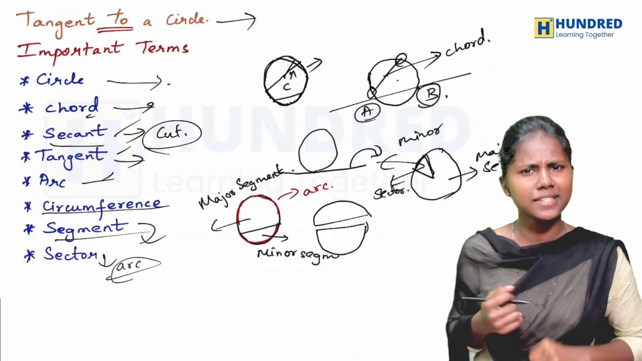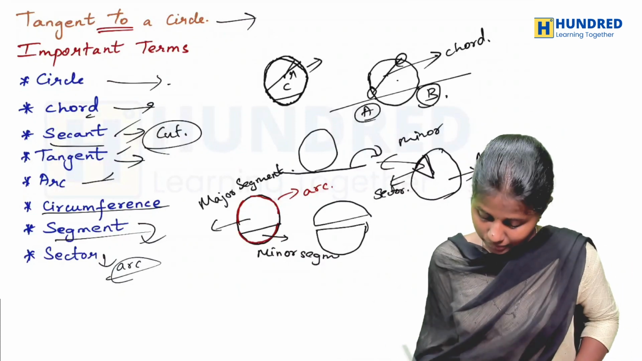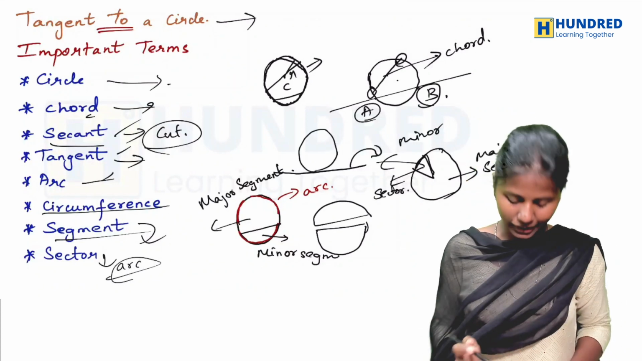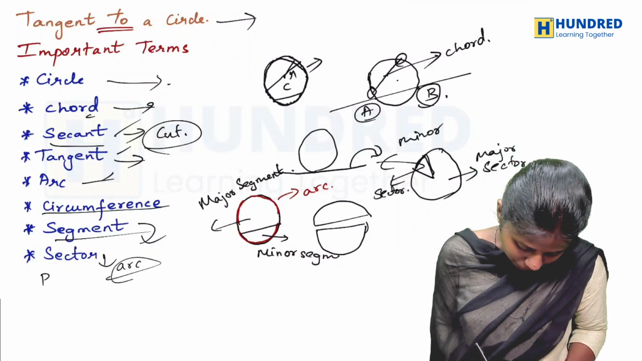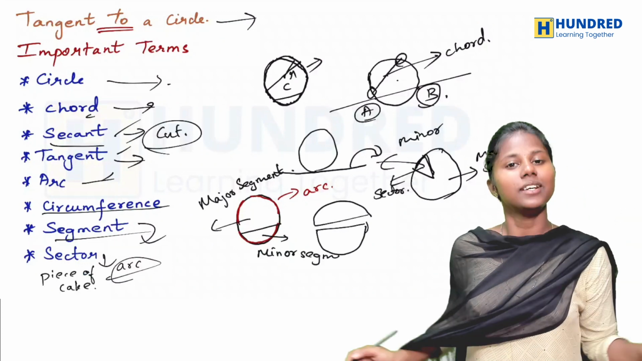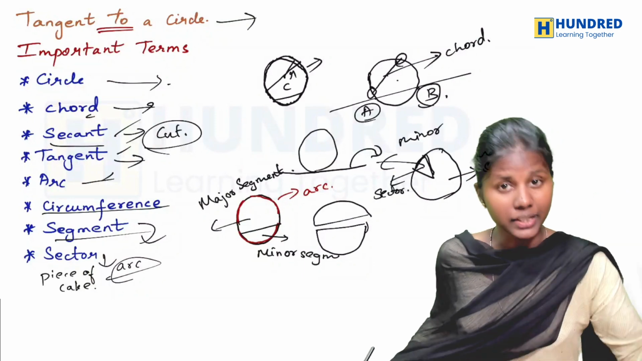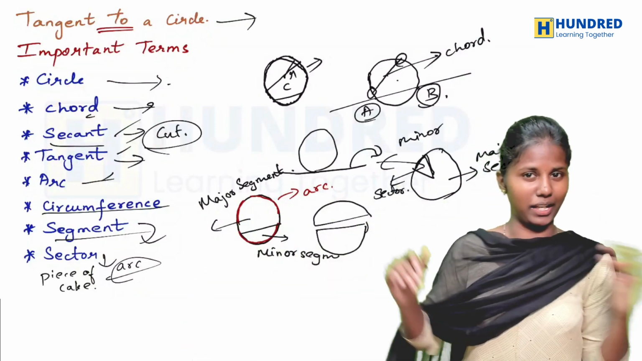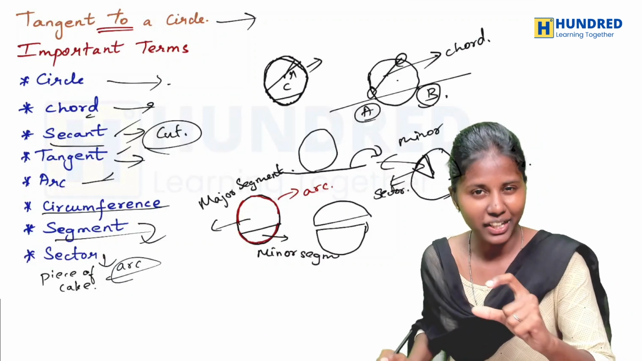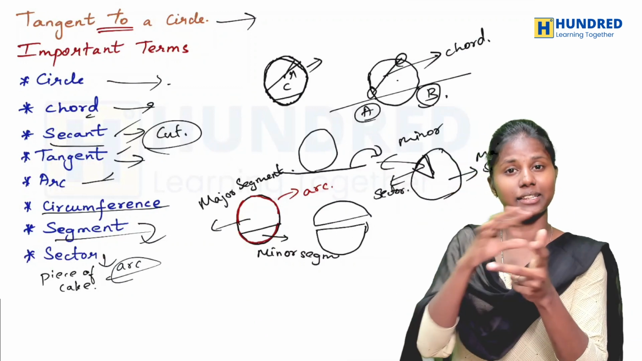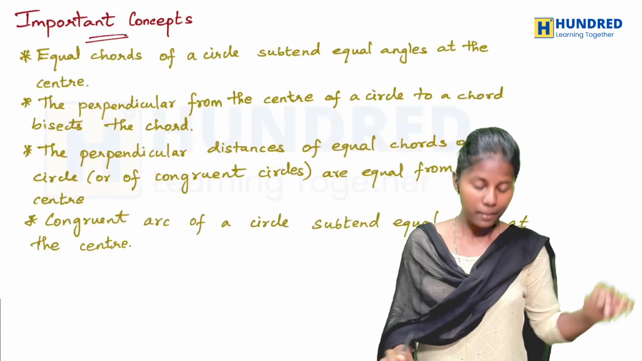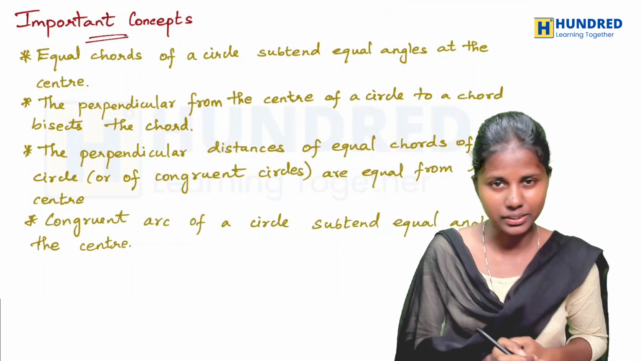We can imagine a sector as a cake piece. When the whole cake is there, we take a part of the cake. For remembering, it is a piece of cake. When we say sector, it is a piece of cake cut from a whole cake. That piece of cake is the minor sector and the whole remaining leftover cake is called the major sector. We are going to move on to the next concepts.